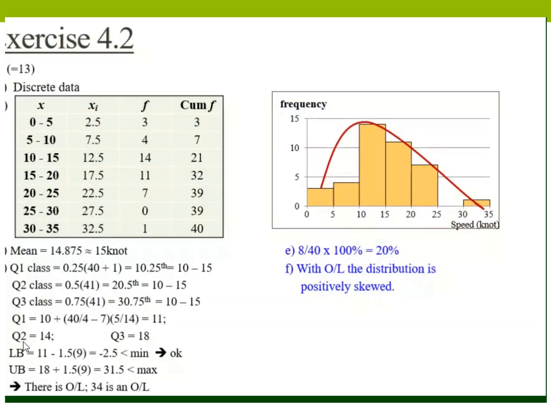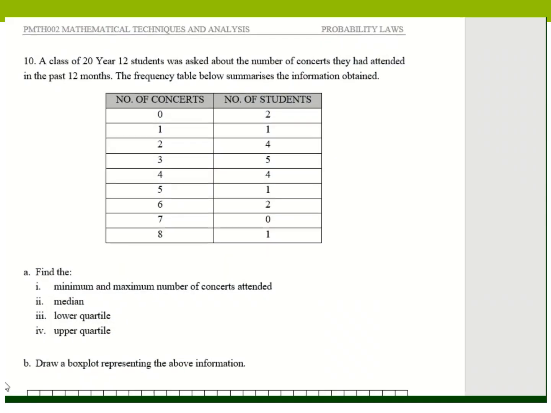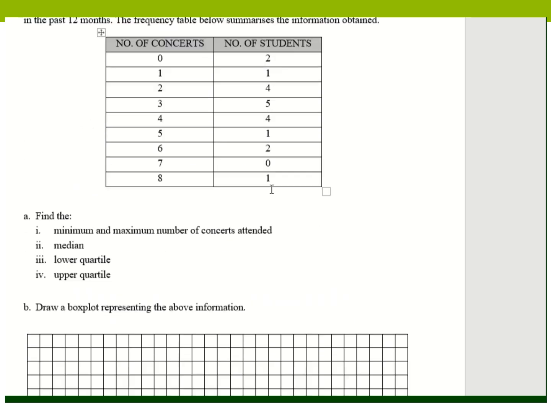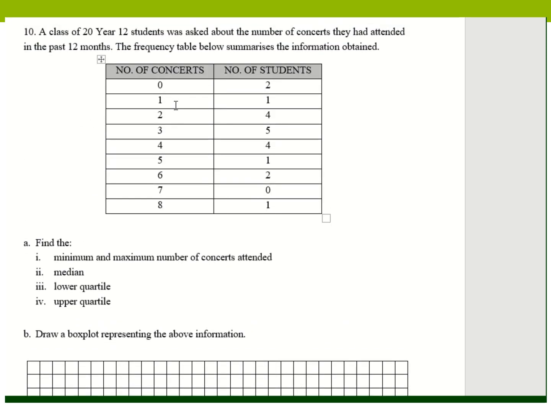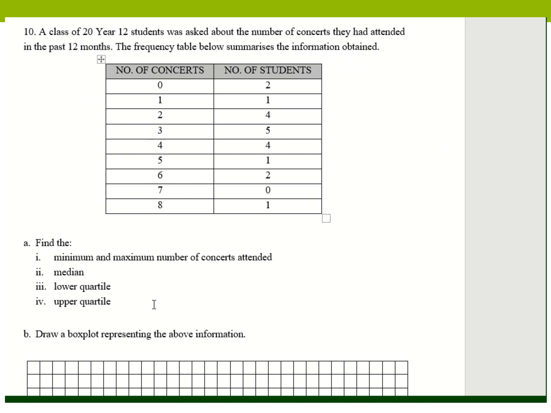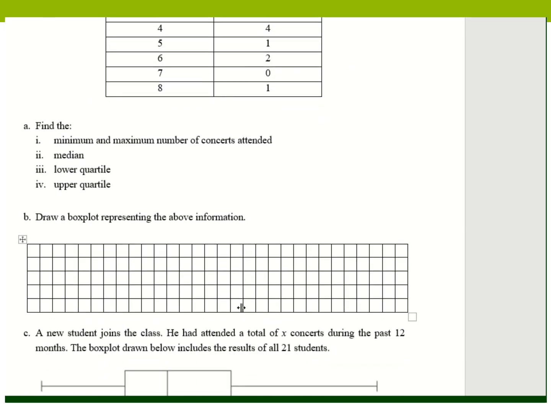Okay, the last question here, number 10. What are they asking you? The minimum and maximum number of concerts attended. Minimum is 0, maximum is 8. Find your median, lower quartile, upper quartile. Please add your cumulative frequency and find it and draw your box plot.